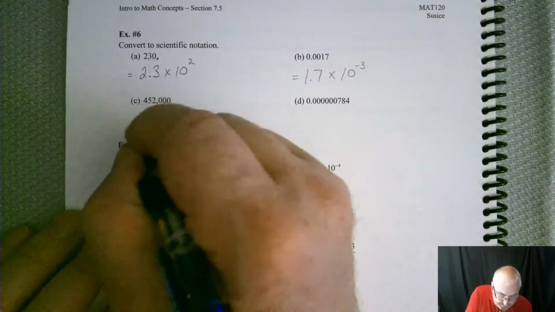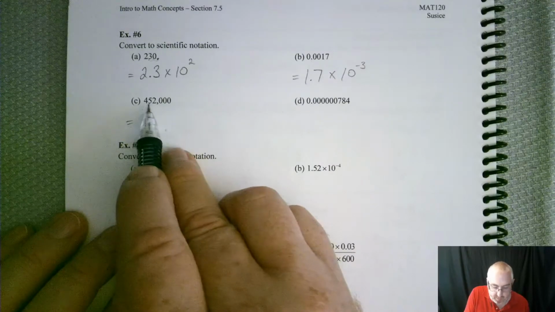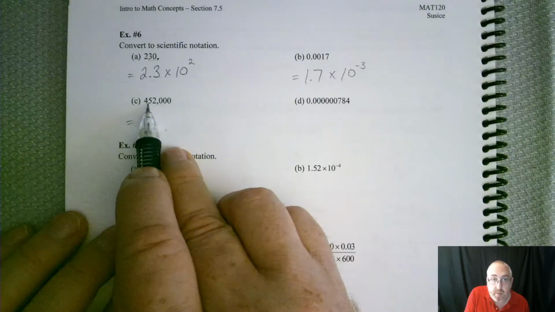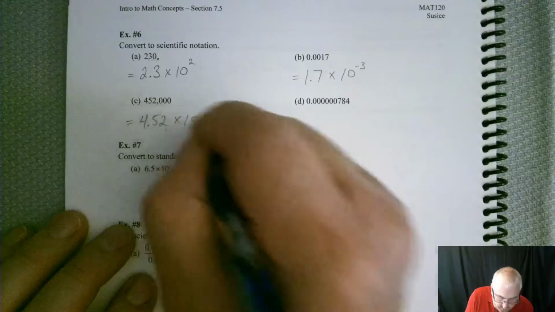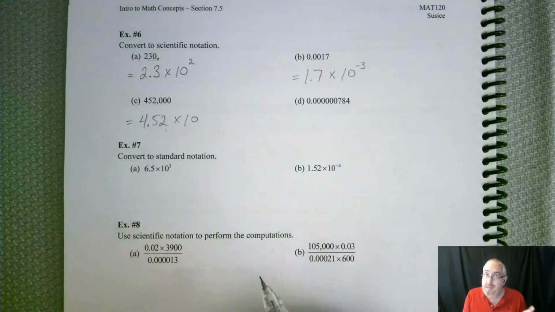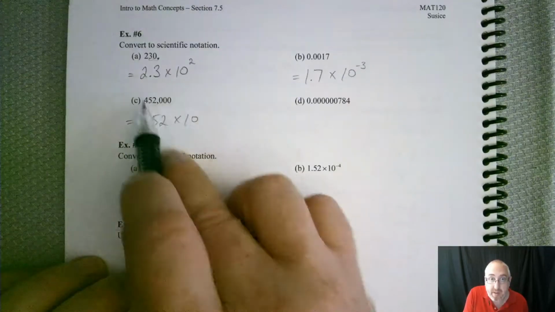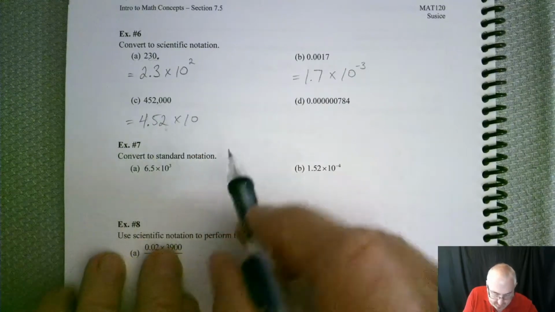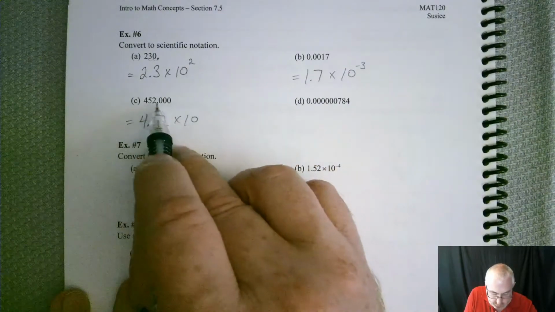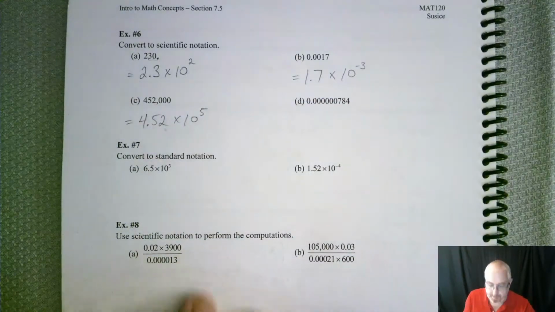All right, let's try ones that are a little bit bigger. So what's the number part going to be for this one? It's got to be between 1 and 10. So we're going to have to move our decimal point right here between the 4 and the 5. And then our power of 10, is it going to be positive or negative? It's going to have to be positive, right? The number was bigger than 1. So that means it's got to be positive. And it's got to go 1, 2, 3, 4, 5 spots. So 10 to the 5th power.